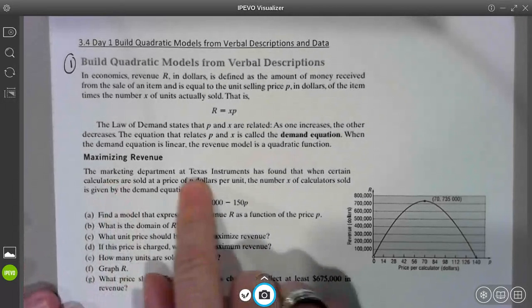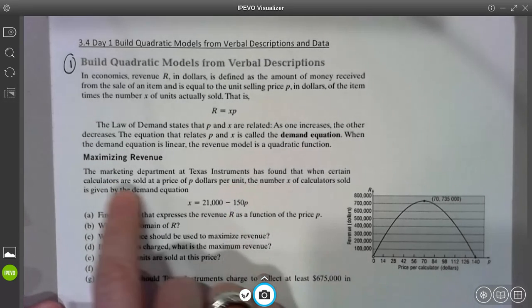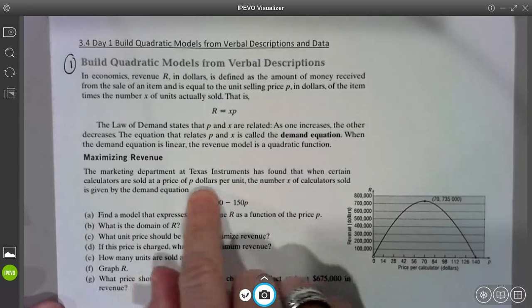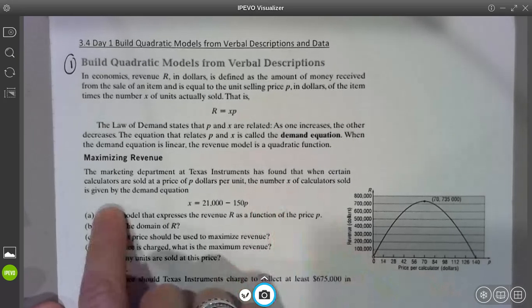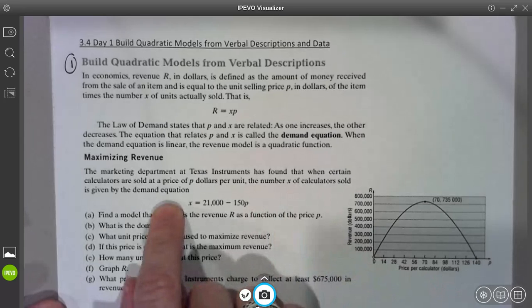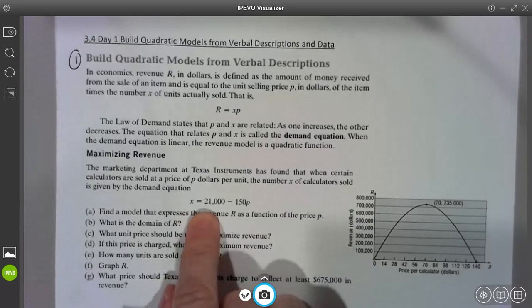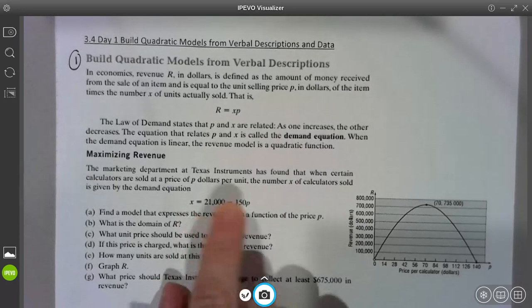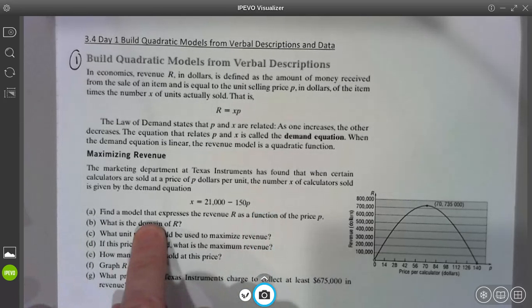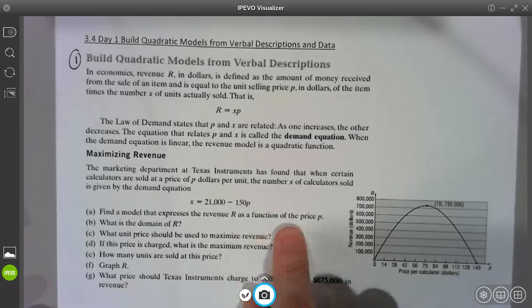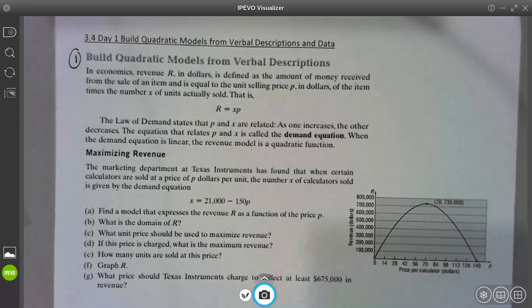The marketing department at Texas Instruments has found that when certain calculators are sold at a price of P dollars per unit, the number X of calculators sold is given by this demand equation. So they've given you an equation that relates the number of calculators sold to the price, okay? All right, they want you in part A to find a model that expresses the revenue as a function of the price P. So let's do that first.